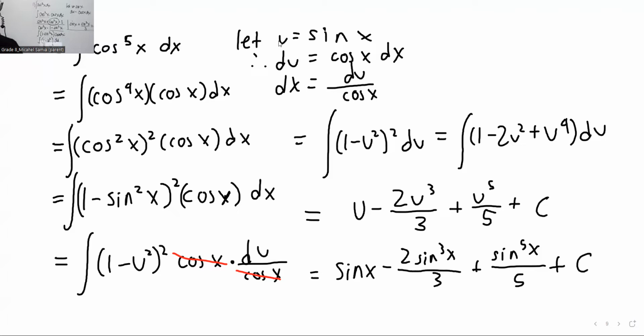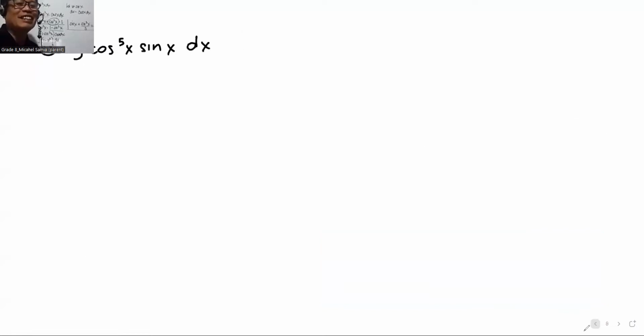Okay, nice. So the antiderivative of the integral of cosine to the fifth x dx is equal to sine x minus 2 sine cube x over 3 plus sine to the fifth x over 5 plus c. That's correct, Josh. Very good. I think we could go to another problem.